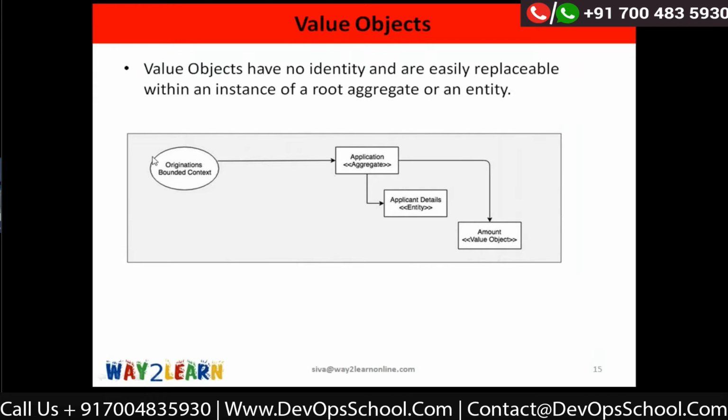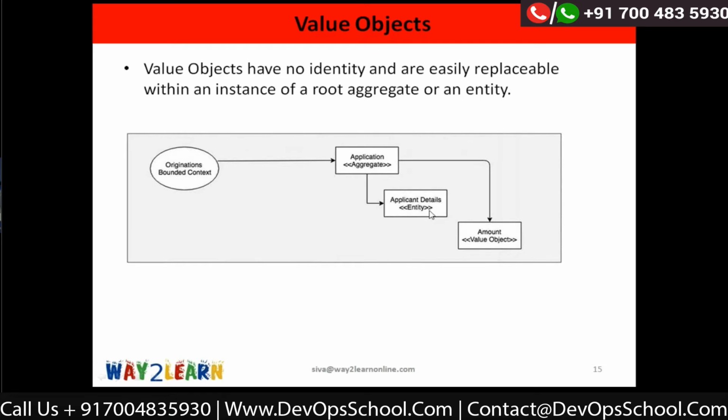In my auto loan management, originations is one bounded context, right? In the originations bounded context, what we do? We have logic for creating new loan applications, right? So loan application is a root entity in this case. Application or loan application is the aggregate. And one application belongs to one applicant, right? So applicant details will be an entity. It will have its own table in the database. It has its own identifier, applicant ID.